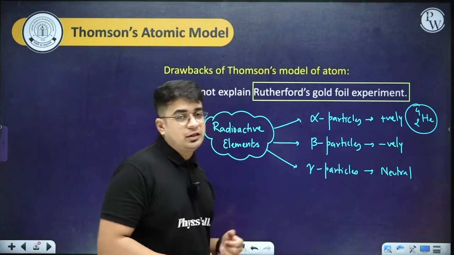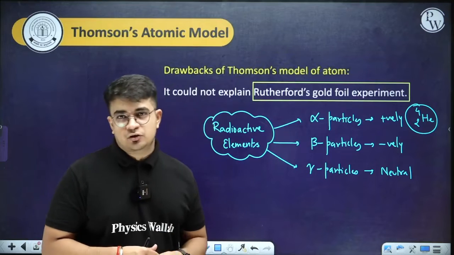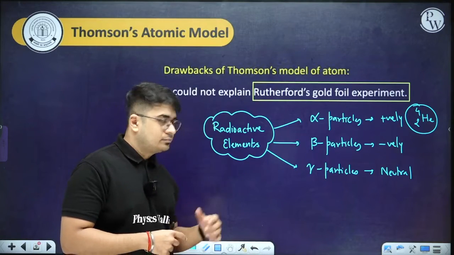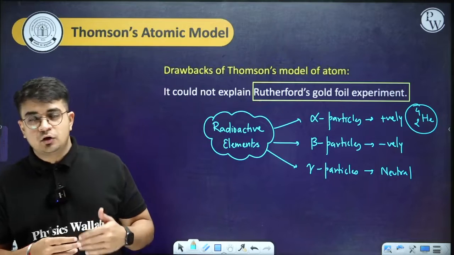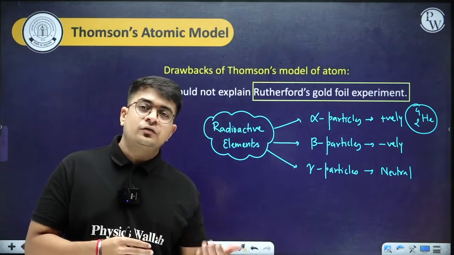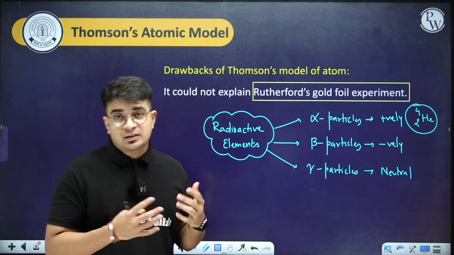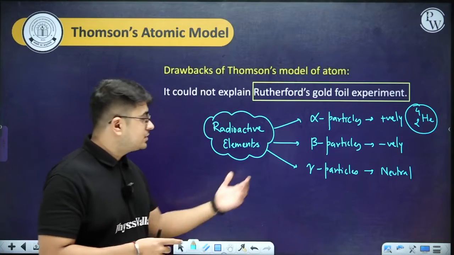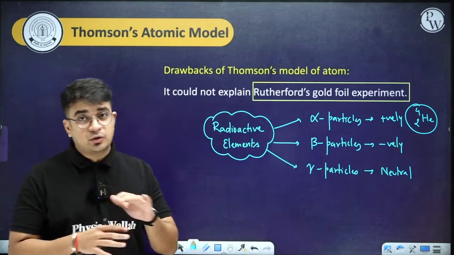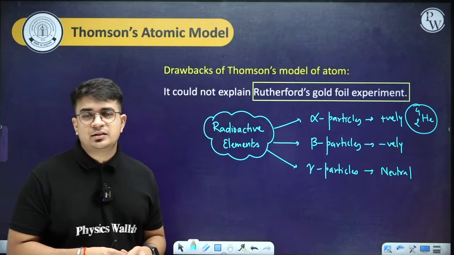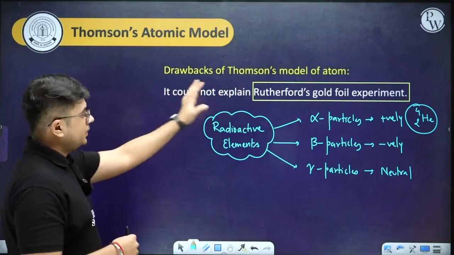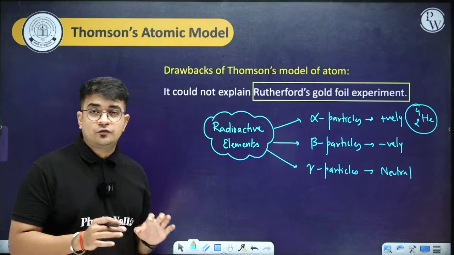And if I talk about the beta particles, they are nothing but electrons. When the nucleus is not that stable, it converts into protons and electrons, and those electrons which are emitted are basically your beta particles. In the same way, the gamma particles were totally neutral. That is basically the unstable nucleus. I hope the entire part is clear about the analysis of Thomson's model.